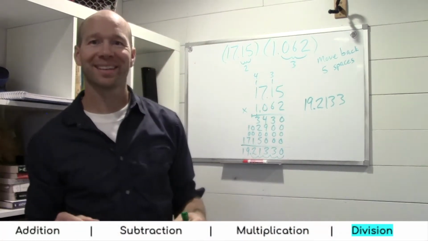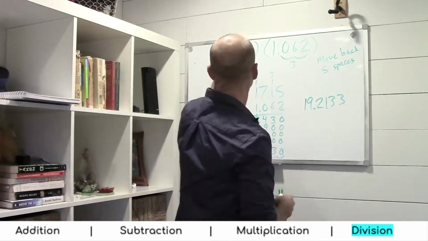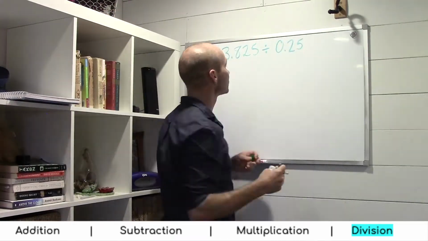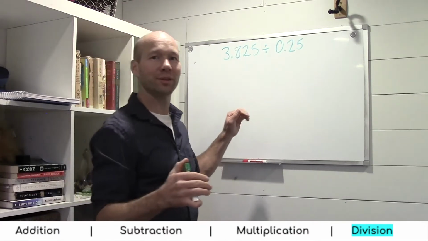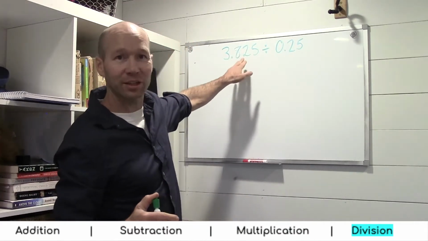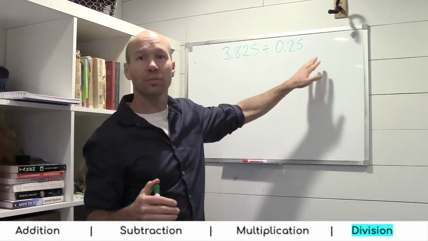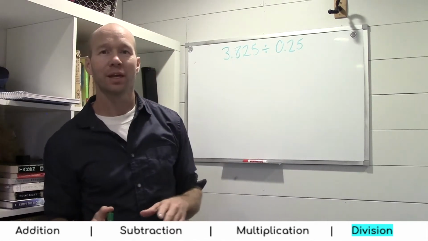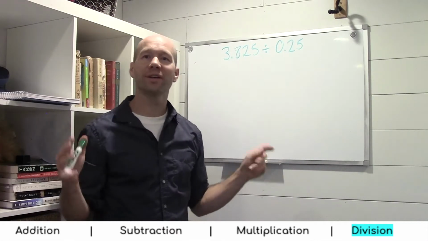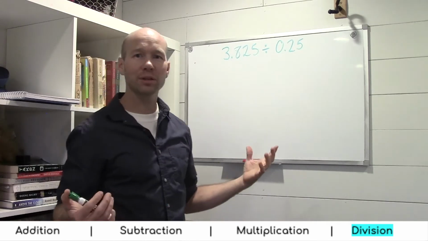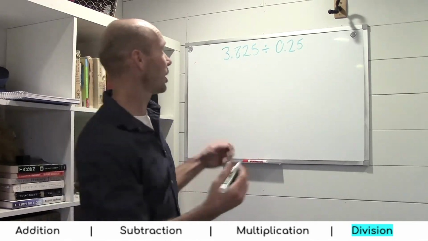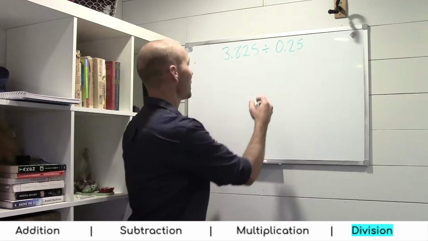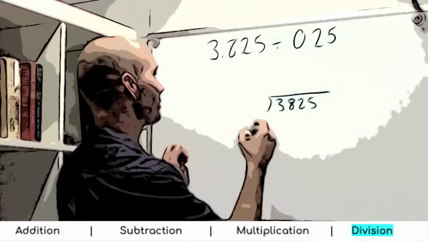What are we going to do next? Let's get to division. Alright, so we are going to do some division now. 3.825 divided by 0.25. Now I want you to think about when you are dividing numbers, the way we do that is we set that up first off. Our dividend goes inside the box and our divisor goes outside the box.